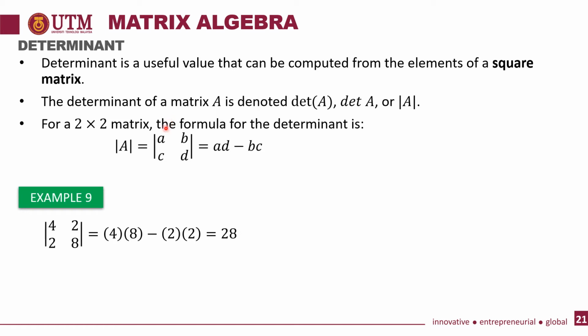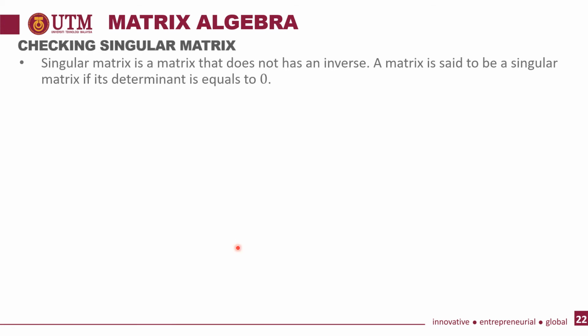In example number 9, when you have a 2 by 2 matrix, you can simply multiply to get the determinant. Next is checking a singular matrix. A singular matrix is a matrix that does not have an inverse. A matrix is said to be singular if its determinant is equal to 0. So when a question asks you to check whether a matrix is singular, you should check whether its determinant is equal to 0 or not.